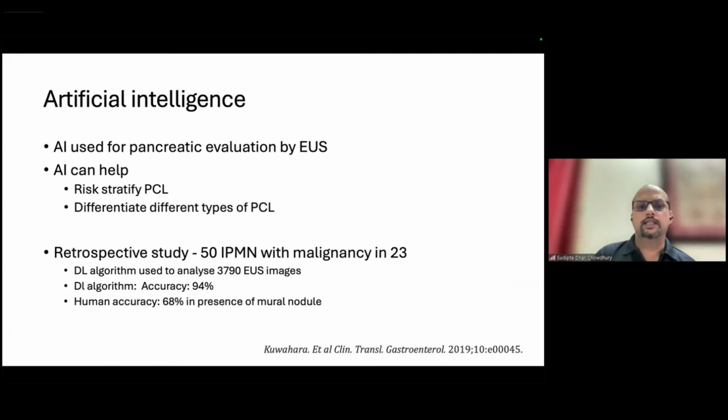Of course, now artificial intelligence has come in, and since 2019, artificial intelligence has been used in the evaluation of pancreatic diseases. AI can help stratify pancreatic cystic lesions and differentiate between different types of pancreatic cystic lesions. There are different models of AI, including deep learning. This is a retrospective study of 50 IPMNs with malignancy in 23 patients. A deep learning algorithm was used to analyze 3,790 EUS images. The interesting thing is that with the deep learning algorithm, the accuracy of diagnosis of malignancy was 94%. However, on the human side, the accuracy was 68%, even when the presence of a mural nodule is there.